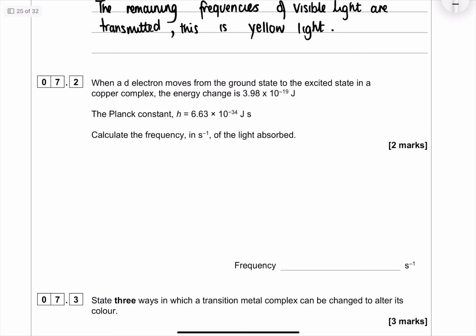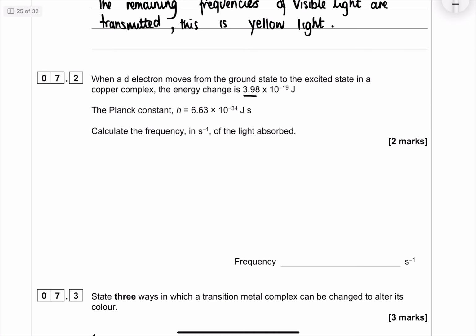When a d electron moves from the ground state to the excited state, the energy change, delta E, is 3.98 times 10 to the minus 19 joules, and Planck's constant is 6.63 times 10 to the minus 34 joules second. Calculate the frequency in seconds to the minus 1. So we're trying to remember the equation E equals h, Planck's constant, times frequency.